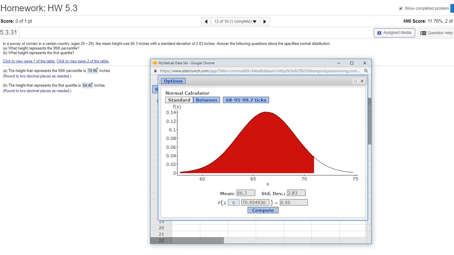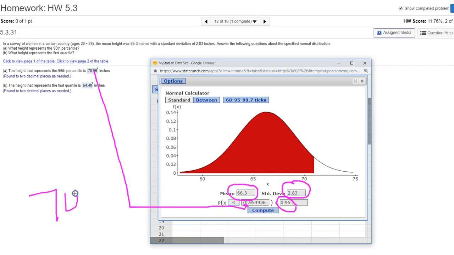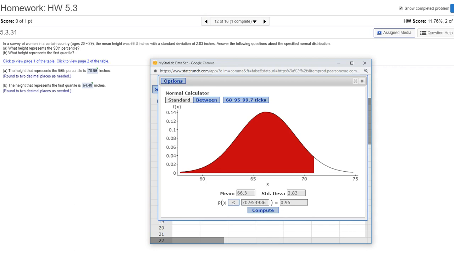And I compute. Once I have it, what is my reference value? 70.95. So what this is doing is, it's saying if the average height of the women is 66.3 and standard deviation is 2.83, 95th percentile is nothing but if you have a height of 70.96, then you will represent the 95th percentile in that curve, in the normal distribution. Okay? All right. Now for the next one.